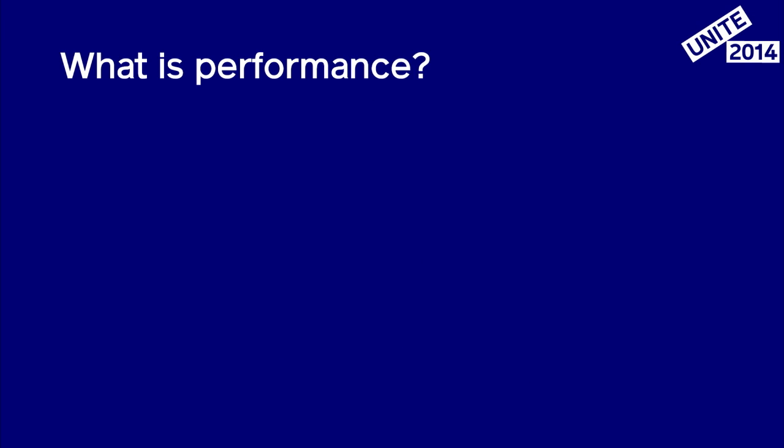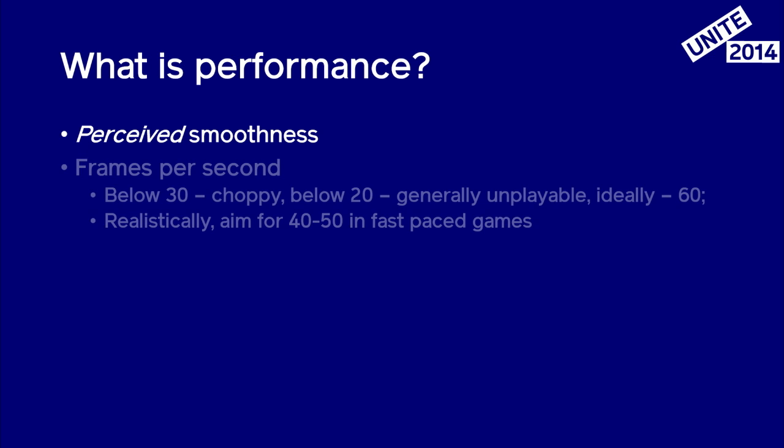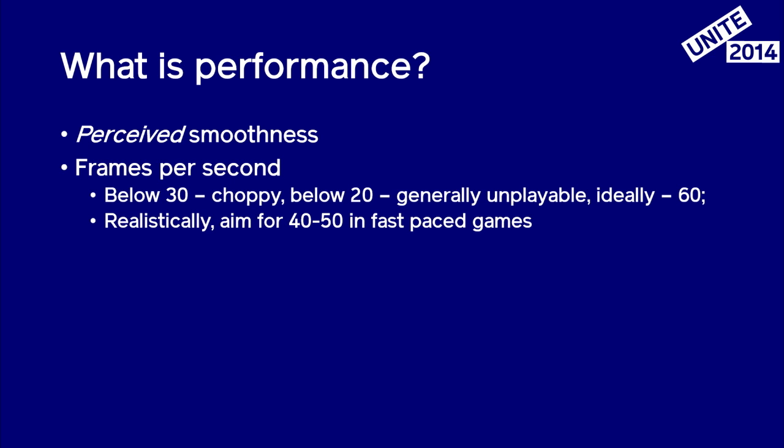So let's first define what performance is. It always comes down to the perceived smoothness of your game. Probably the biggest factor in that is the frames per second. Usually games that are below 30 frames per second feel very choppy. Below 20 is generally unplayable. And ideally you'd want to aim for 60. That's the refresh rate of most mobile device screens. Realistically though, reaching 60 frames per second is pretty hard. So you can just aim for 40, 50, and it feels much better than 30.